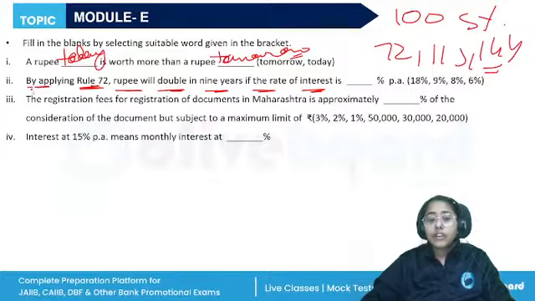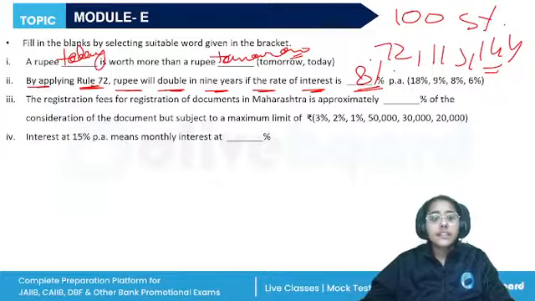right? And if we are talking about 9 years, then you can guess the correct answer now. Calculate and guess the correct answer. Simply in the Rule 72, we divide 72 by 9 and the correct answer will be 8%.